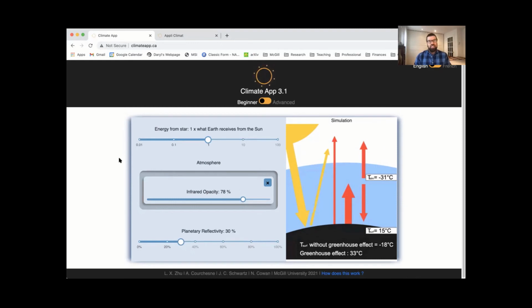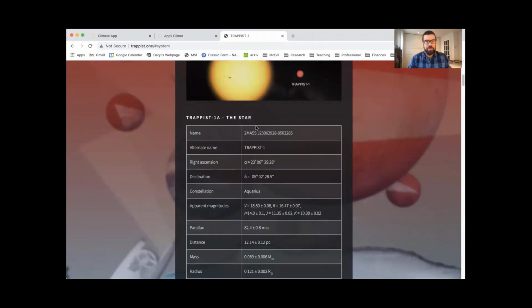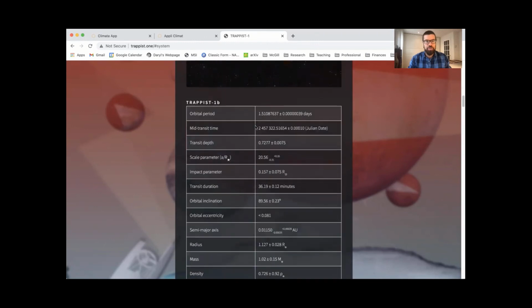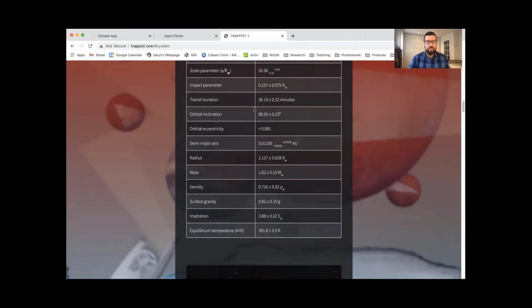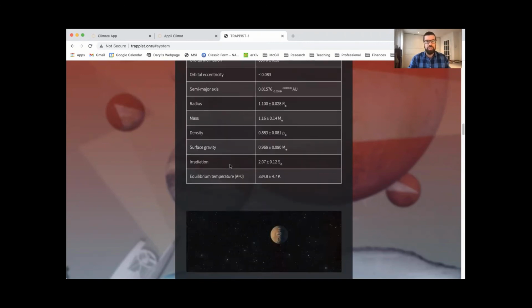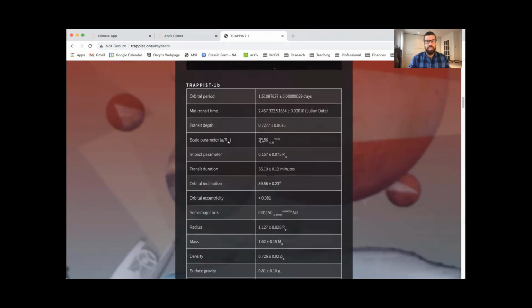Another application of the climate app is to think about the habitability of an exoplanet. So in order to help us think about the TRAPPIST system, we're going to go to the TRAPPIST-1 webpage, and we're going to scroll down to the convenient table of information for each planet. So here we see TRAPPIST-1b. If I scroll further down, we've got TRAPPIST-1c, and TRAPPIST-1d, and so forth, right? All the way to H.